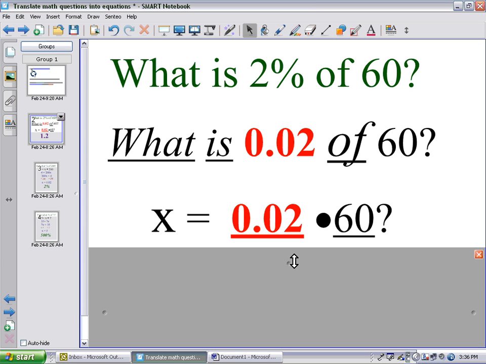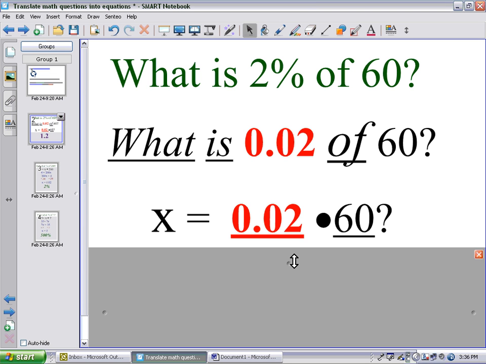The word is in pre-algebra represents equals. And as you can see, from left to right, I'm putting them down exactly in the place where they would be, just bringing the number value straight down. And last but not least, the word of in mathematics means multiply. So now what is 0.02 of 60 translates into a math equation as x equals 0.02 times 60.